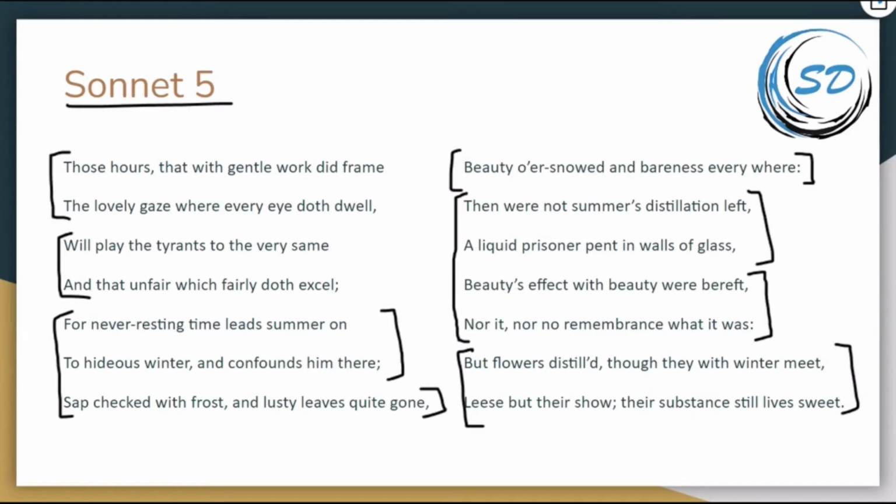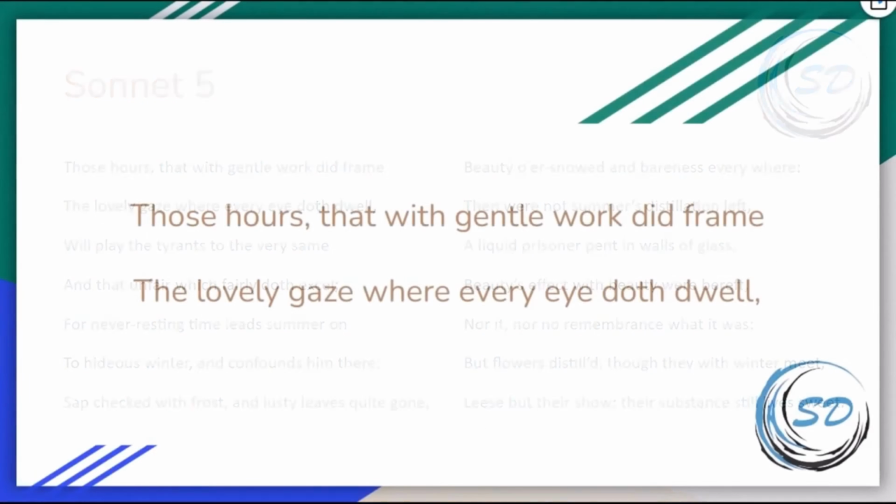Now, let's see the meaning behind each line of the sonnet. Those hours, that with gentle work did frame, the lovely gaze where every eye doth dwell.